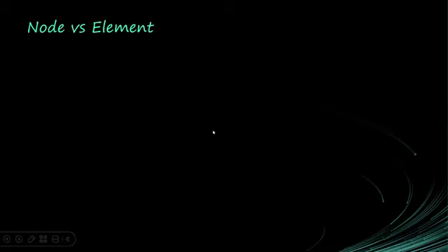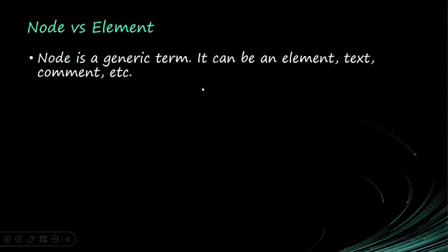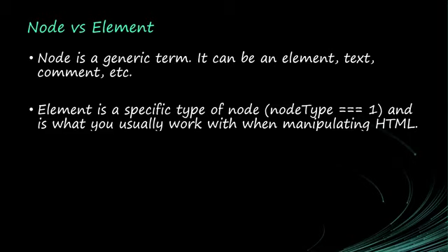Now we always have this confusion, a node and an element. The thing is this, a node is everything. An element is a node, but a node might not be an element. Node is a generic term. It can be an element, test node, comment node. It can be document node. Do you understand? But an element is a specific type of node. An element is a node. A node can be an attribute node. It can be a comment node. It can be a test node.